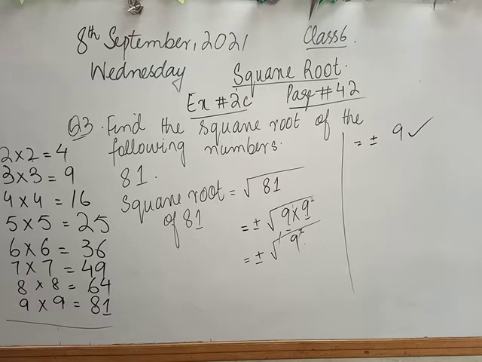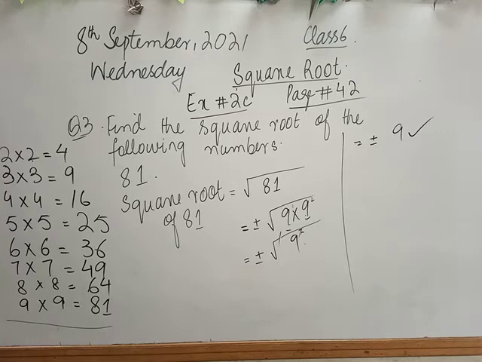Is it clear class? Now I am going to repeat. You have to listen very carefully. According to the question statement, I have to find square root of the following numbers. Now I have 81 and I want to find the square root of 81. So first of all, I will write its represented form, which is under root or square root 81. Now I will find the number which is a perfect square of 81. Now 9 is a perfect square of 81, so I will write 9 into 9 instead of 81.